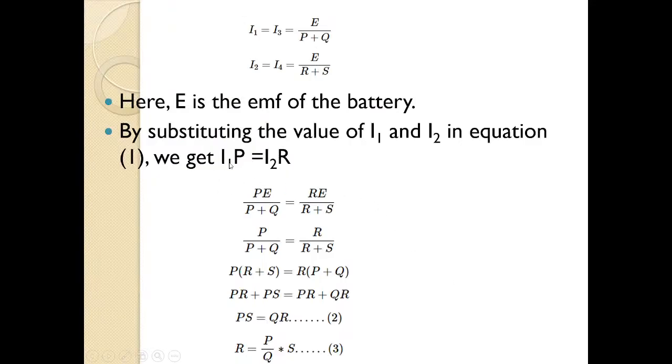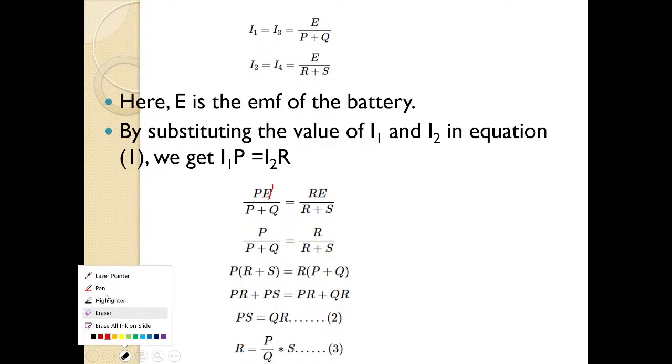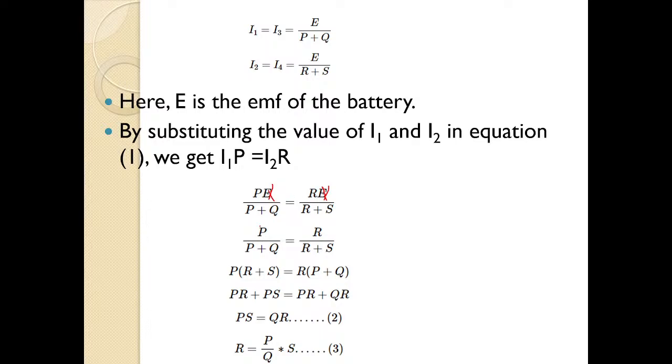So you can see I1 P. So P into what is I1? E by P plus Q, right? E by P plus Q. So R into I2. What is I2? E by R plus S. So substitute it here. Okay, substitute it, and you can cancel E. You can see E is there on both sides. So just cancel E. What is left over? P by P plus Q equals R by R plus S.